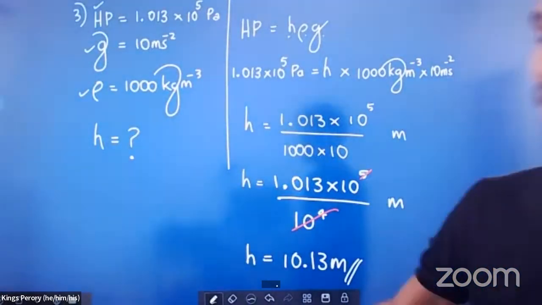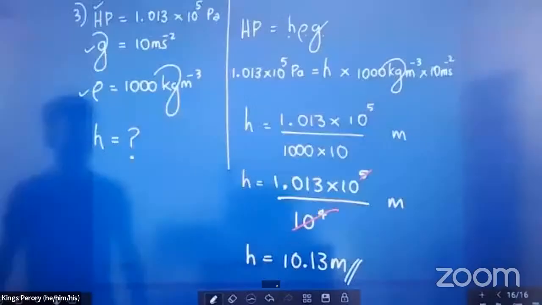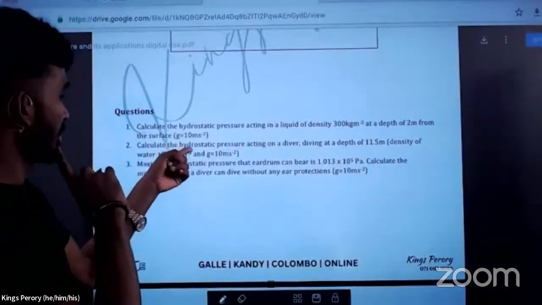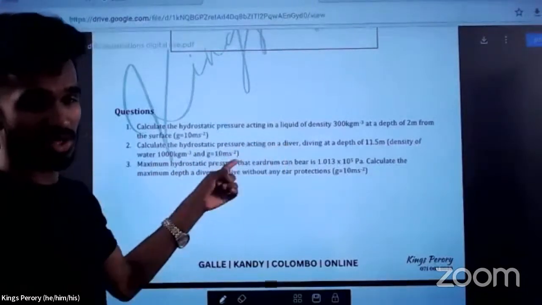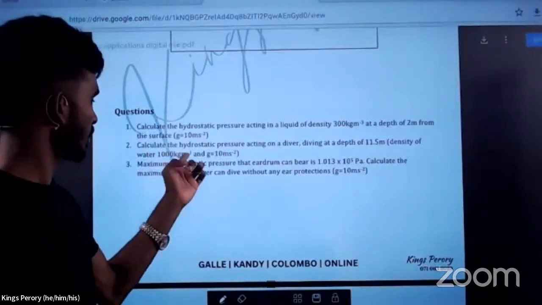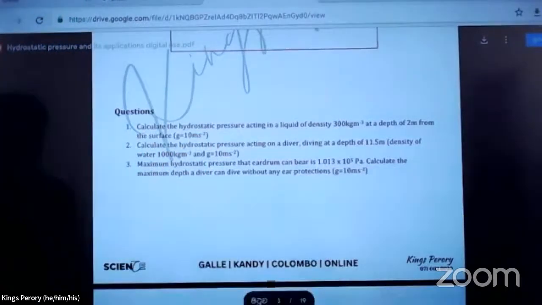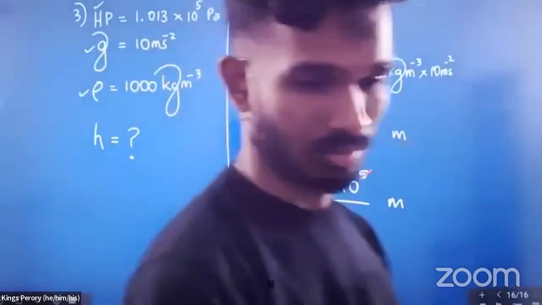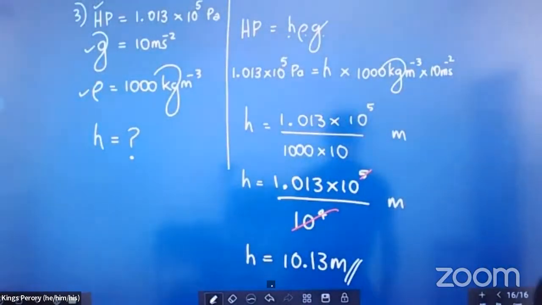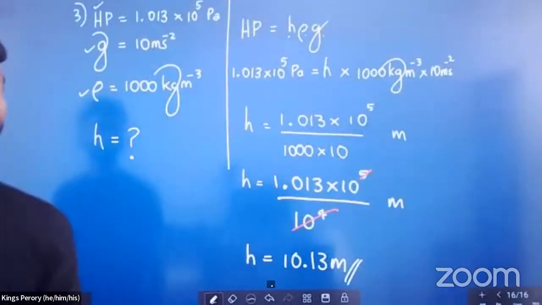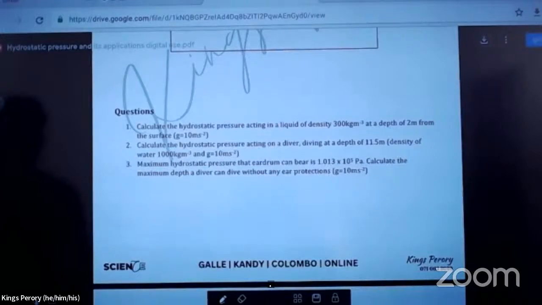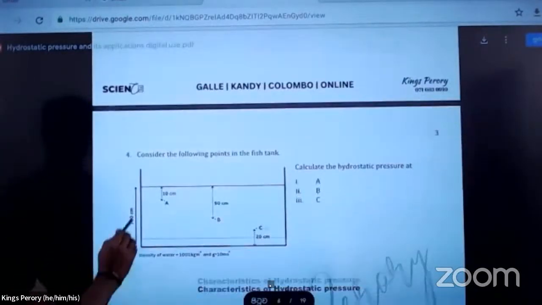How did you get the rho value? The rho value is given in the previous question itself. That's why I didn't give it here. Actually, this should be the second part of the second question. In the previous question, the density given is 1000. Those are the calculation parts of the hydrostatic questions.